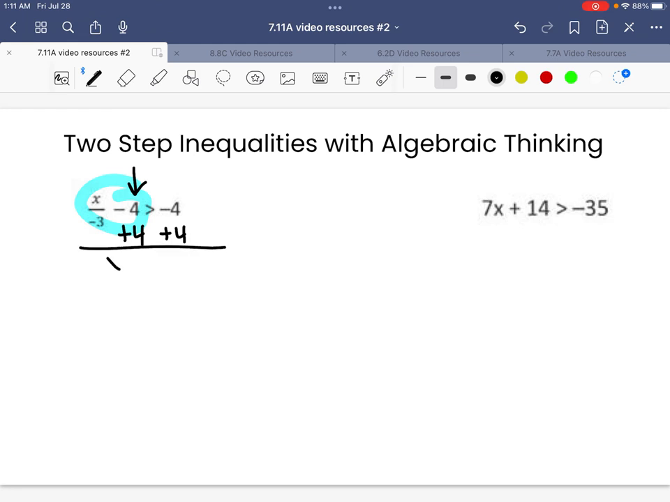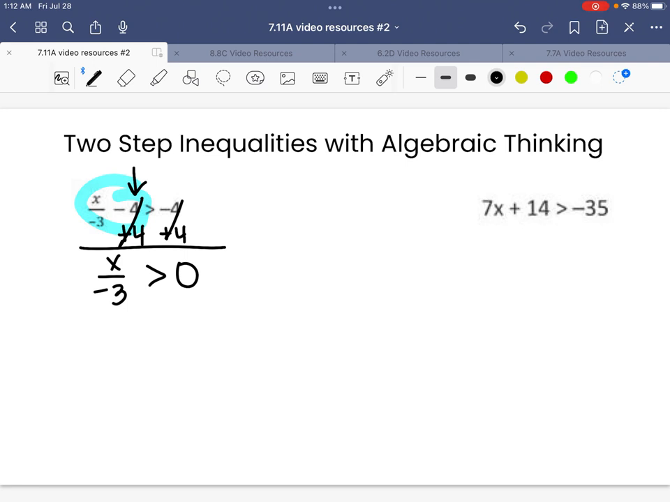So when I simplify that, I'm left with x divided by -3. -4 and +4 makes 0. And all of this is greater than, well, -4 and +4 also makes 0. So all of this has to be greater than 0. So now we have x divided by -3 is greater than 0.